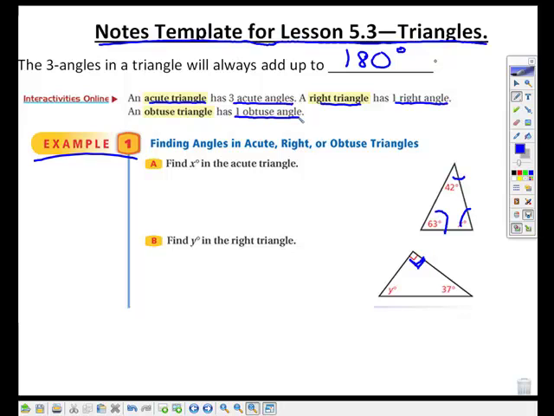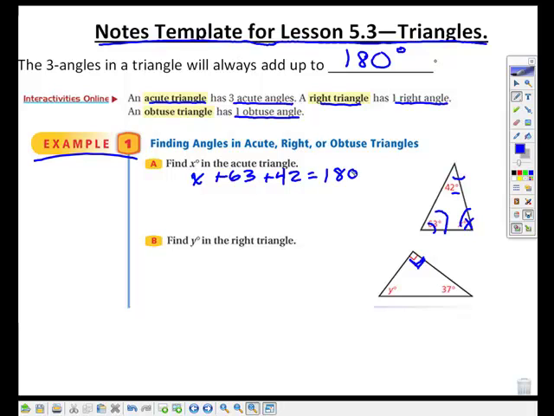For what we're doing here, finding angles, it says to find the x value in this acute triangle. In order to find out what x is, the size of that angle, we would say that x plus the 63 degree angle that's here plus the 42 degree angle that's there, if we add all three of those angles together, we now know they should add up to 180.